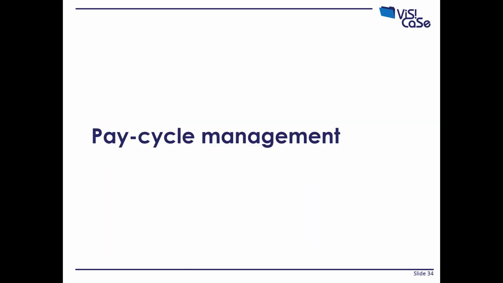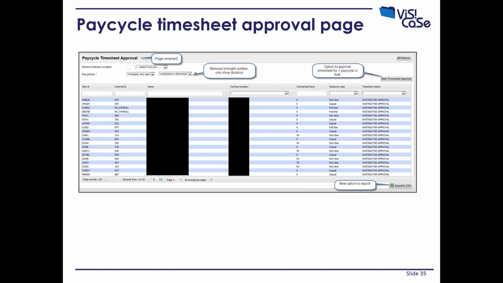So we've gone through this. And next, pay cycle management. This was previously, I believe, called timesheet approval. It was released in 3.7.3. We've upgraded it to make it more user-friendly, I suppose.